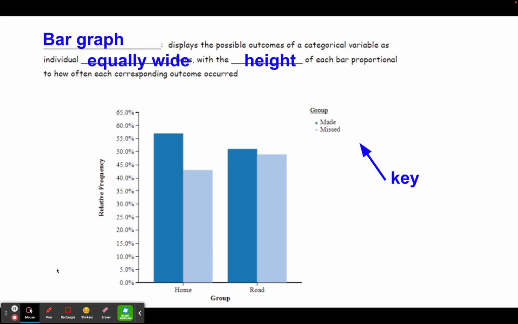Notice the key over here again, super important because when you're doing two bars or more for each group, you want to specify which bar stands for which part of your data. And we have labels on the axes, right? Also very important.